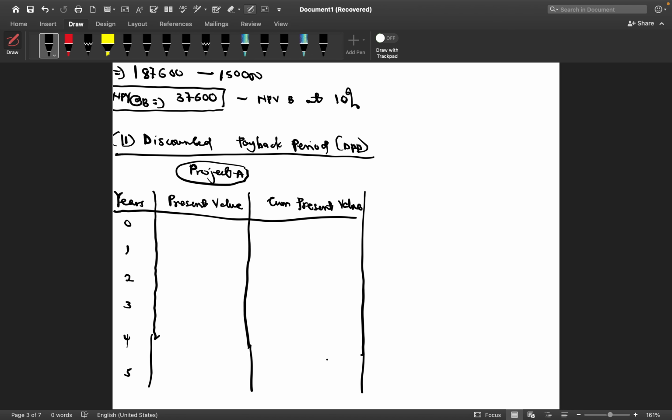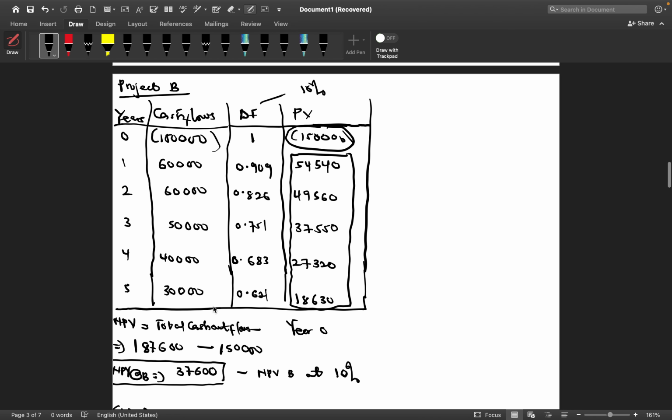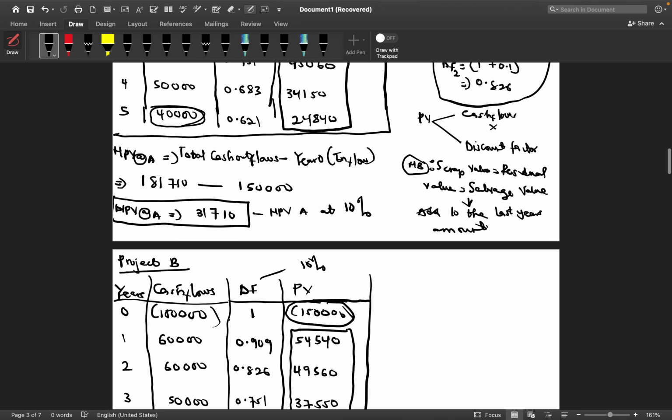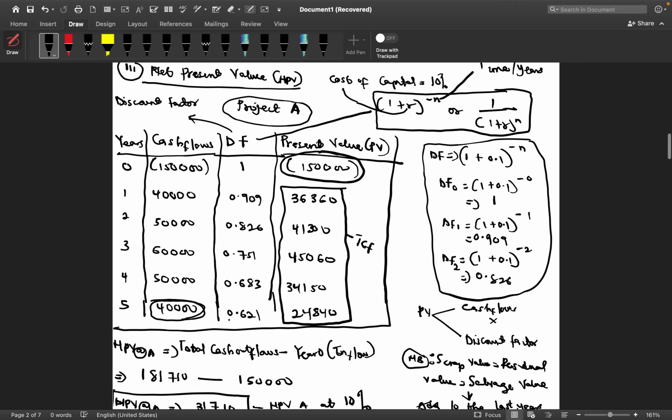Okay. So now with project A, we don't use the actual cash flows in the question. For discounted payback, we use present value. So I'm coming to project A. You notice that the actual cash flows in the question were these ones, but I stated clearly that with discounted payback period, we use the present values. So if I'm finding the discounted payback period for project A, I will use the present value side.